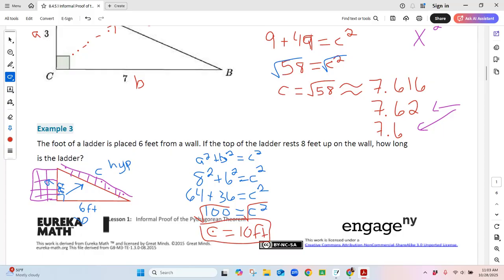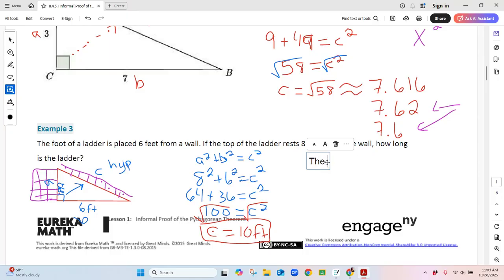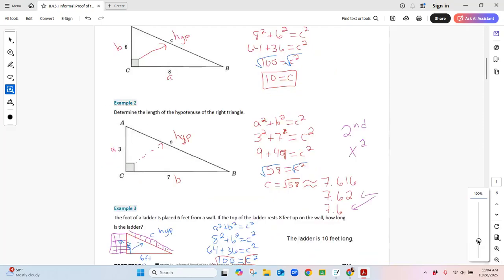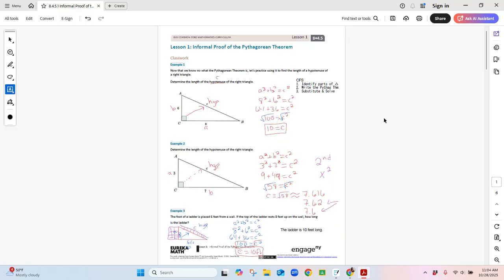However, it's a word problem, which means my answer needs to be in words. So my sentence, my focus statement would be the ladder is 10 feet long. And that's it. I have a focus statement. I have my work shown. A picture drawn. This is beautiful work. Please make sure that you have this in your notes for all of the examples.